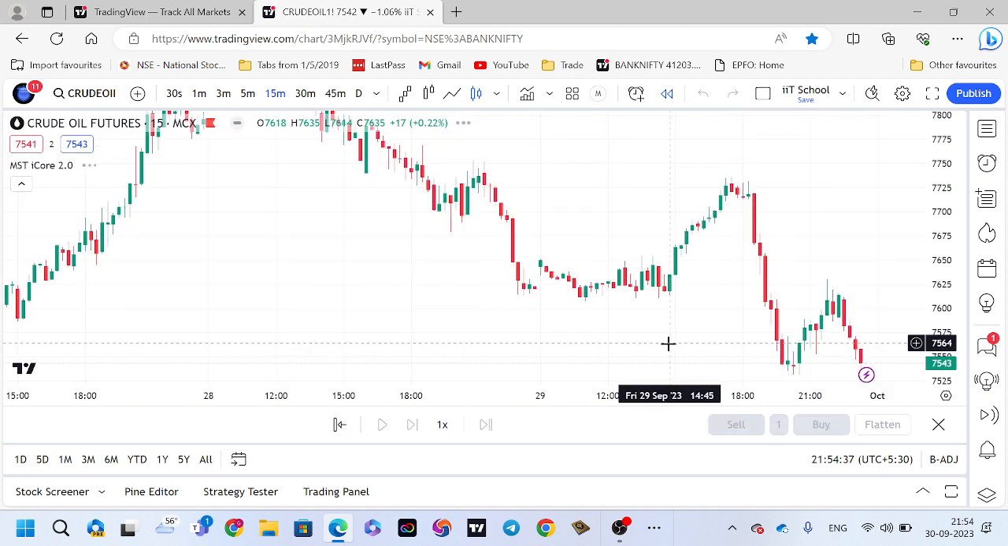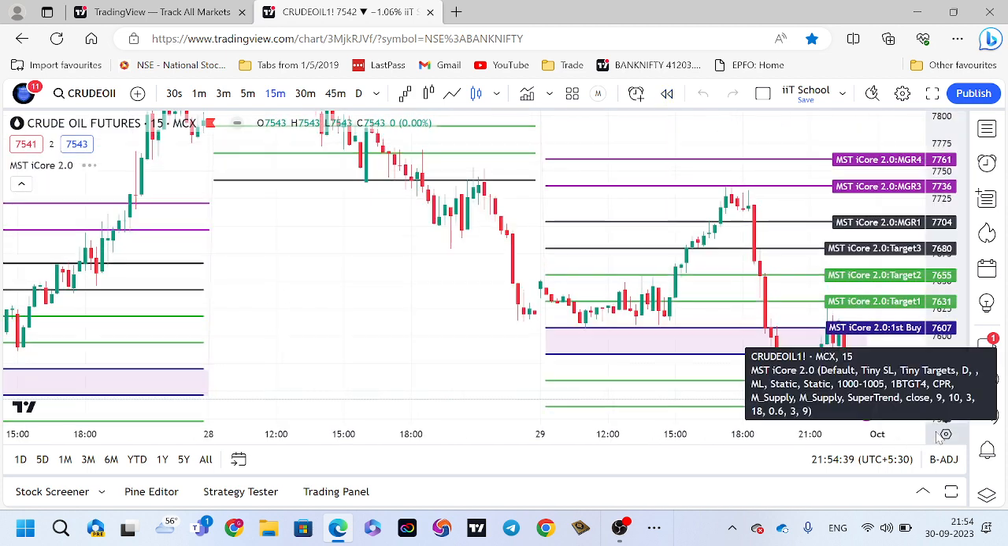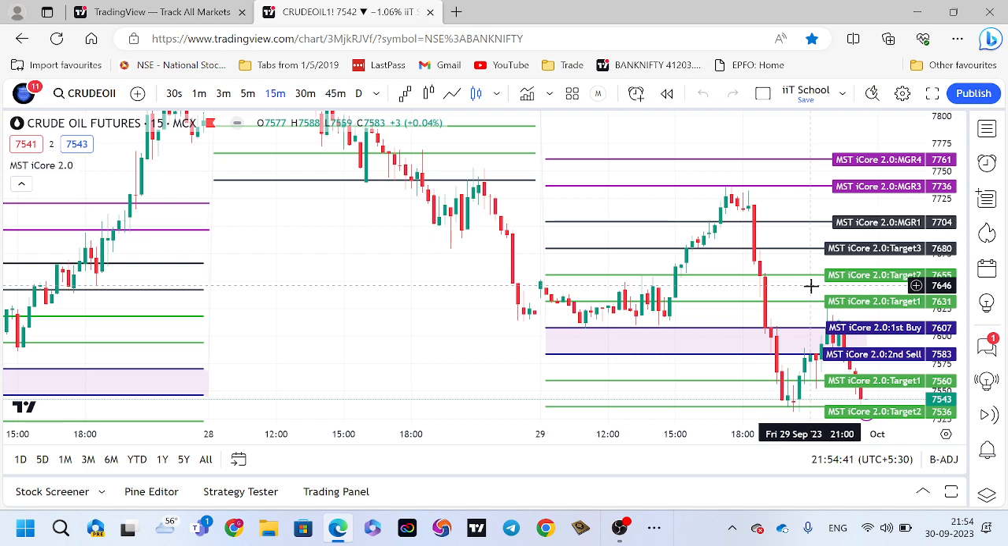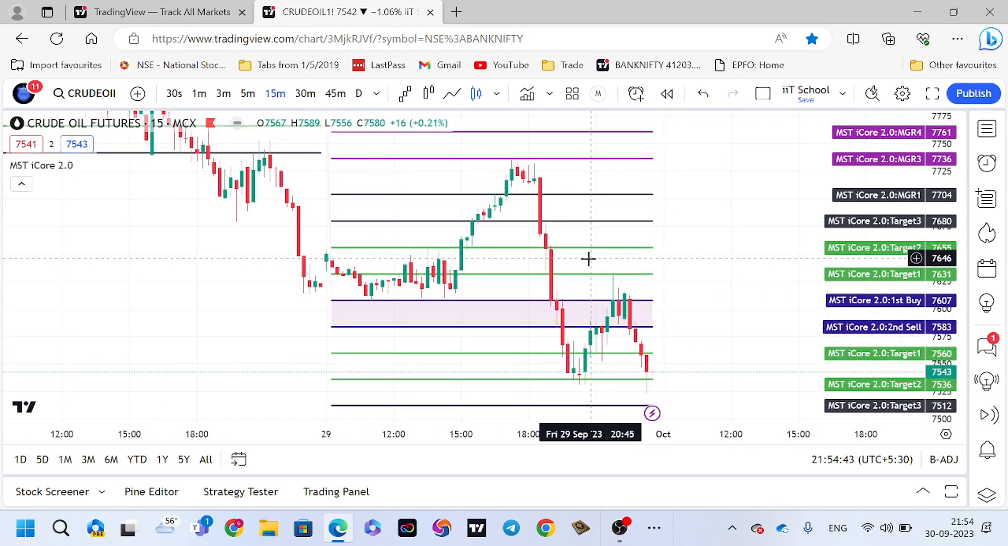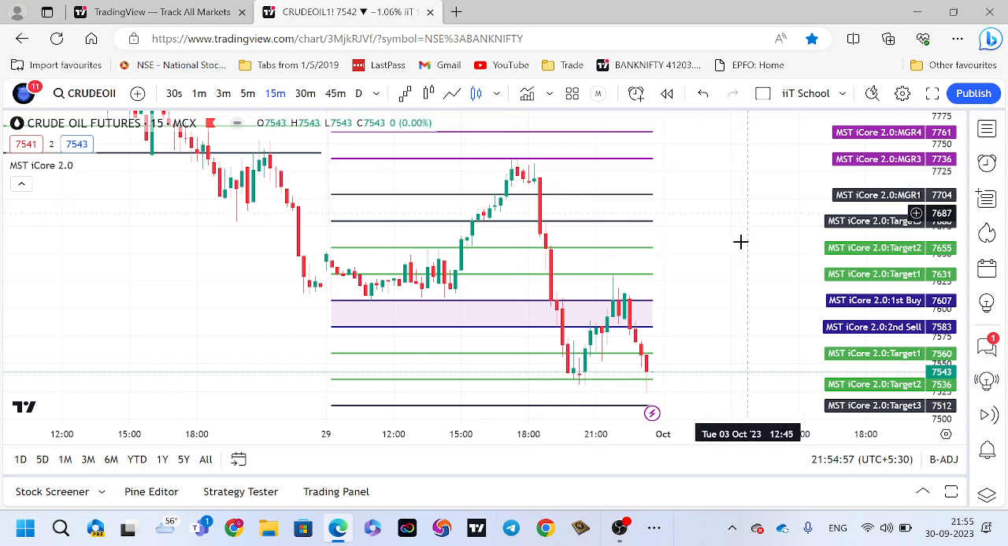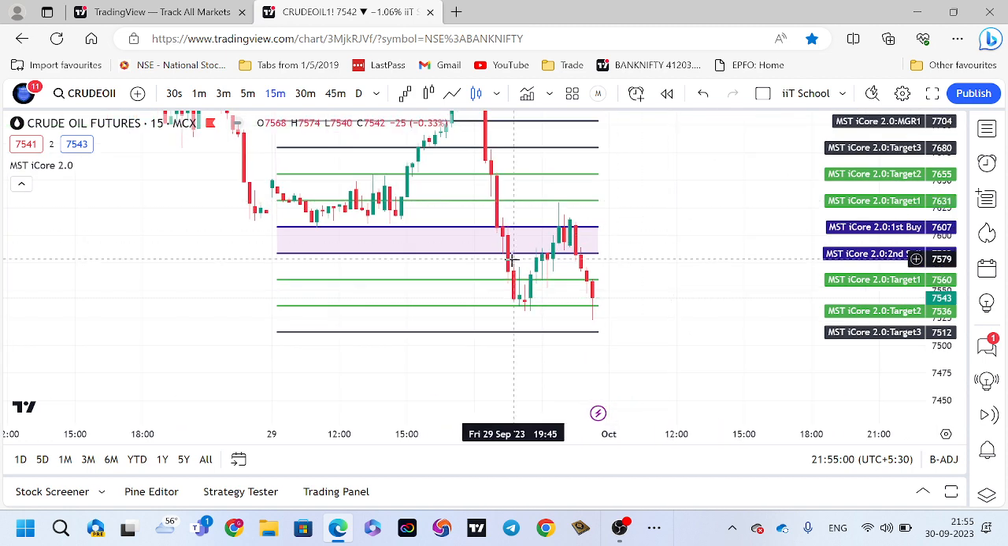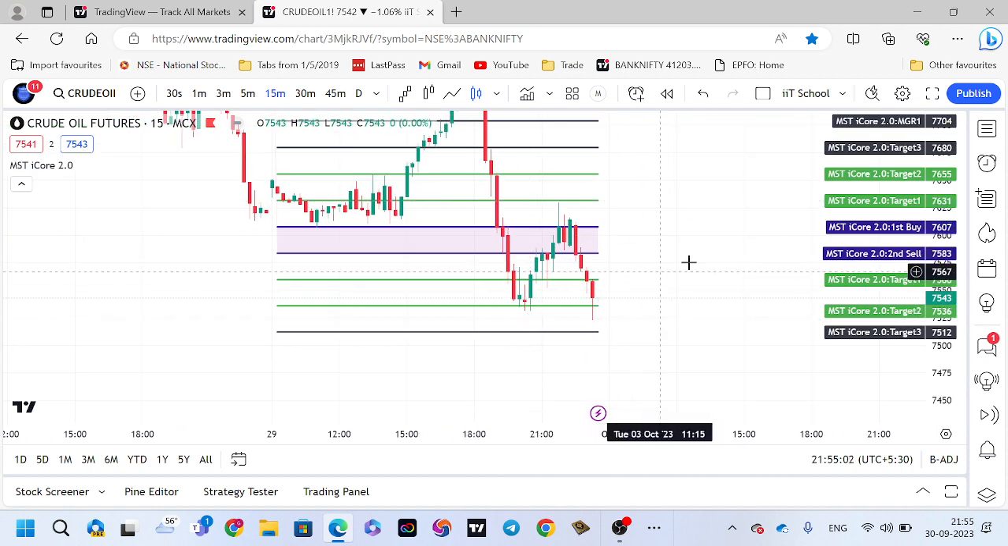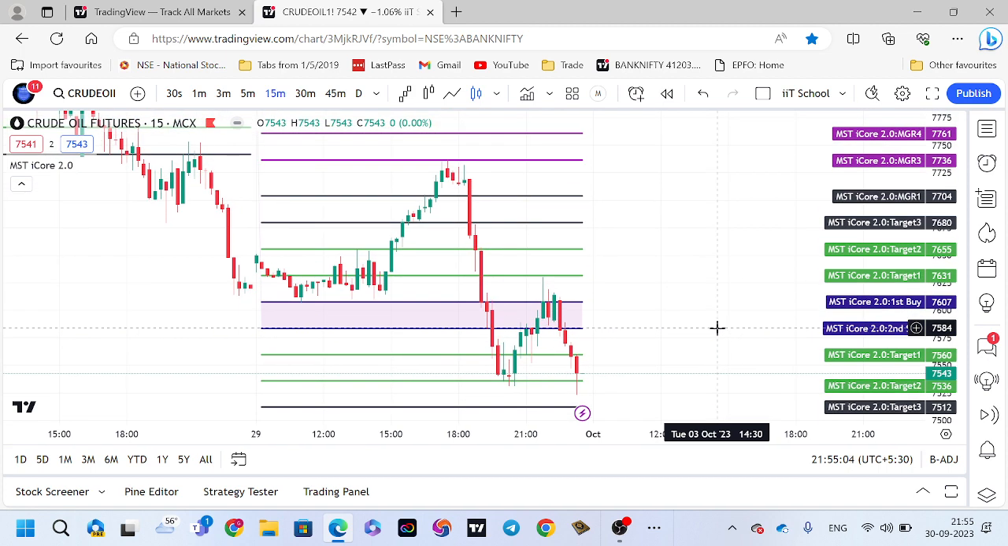So how many points of profit did we get yesterday in crude oil itself? From 7607 to 7736, almost 120 to 130 points. Exact, pin to pin, point to point entry, and we got the profit. In the second sell also, two targets were hit. Hope this is clear.